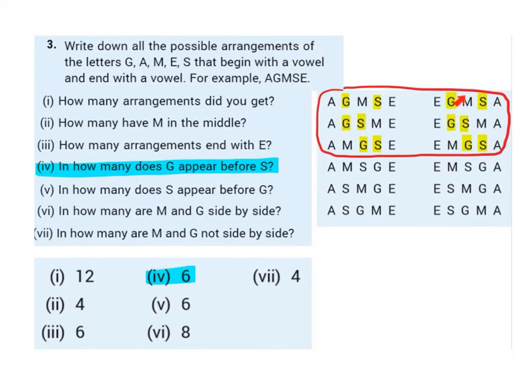Then the G is before the S, so we are counting it. The G is before the S, we are counting it. The G is before the S, we are counting it. The S is before the G, so we're not counting it. The S is before the G, so we're not counting it. And the S is before the G, so we're not counting it. So it's only these ones here that the G comes before the S, so there's 6 of them.